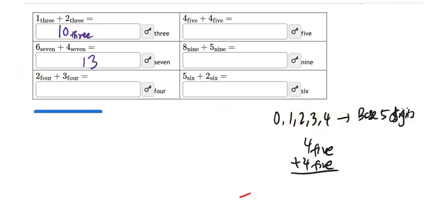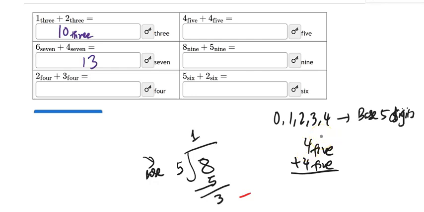So again the same steps. You divide 8, the total, by the base. What's the base here? The base is 5. So if you divide 8 by 5, 5 times 1 is 5, remainder is 3. So if you add 4 and 4, you get 13. So 4 plus 4 equals 13 in base 5. That's the answer. Just 13.